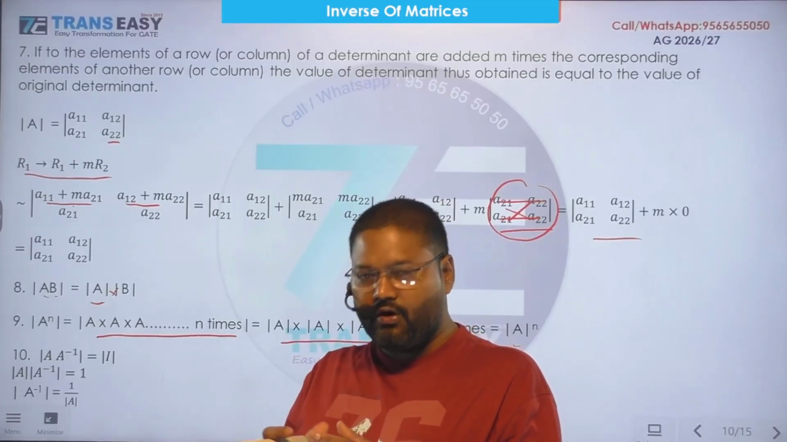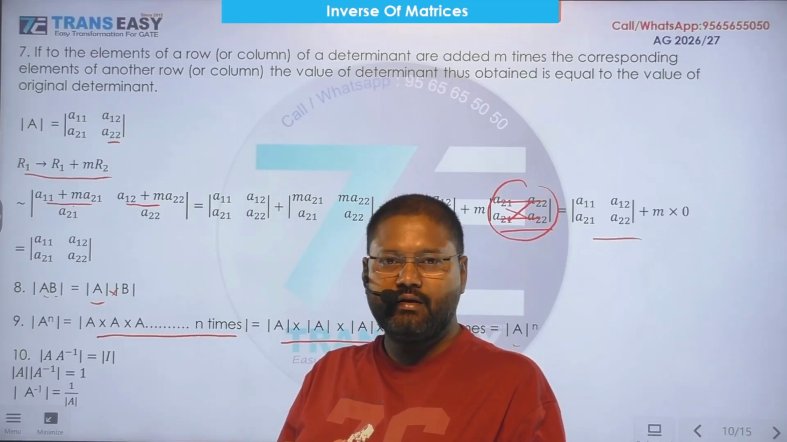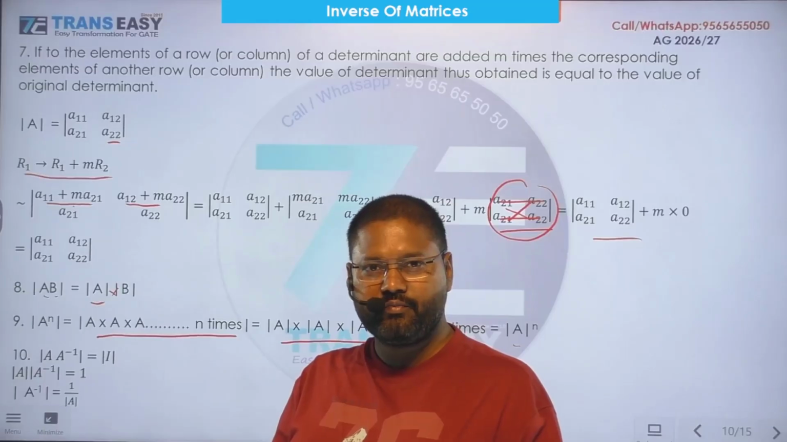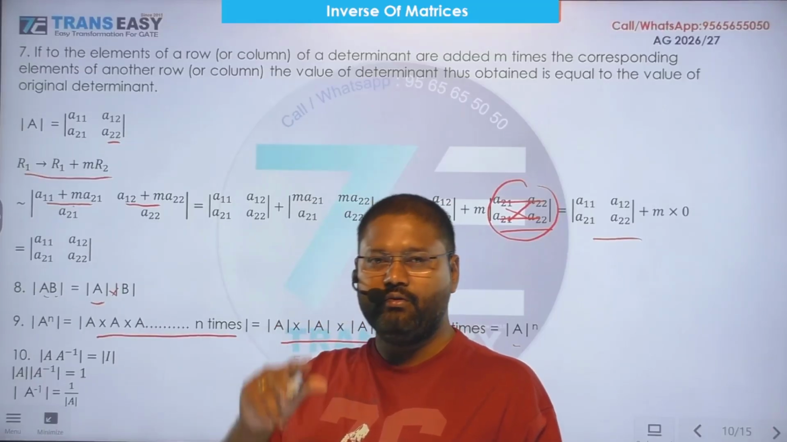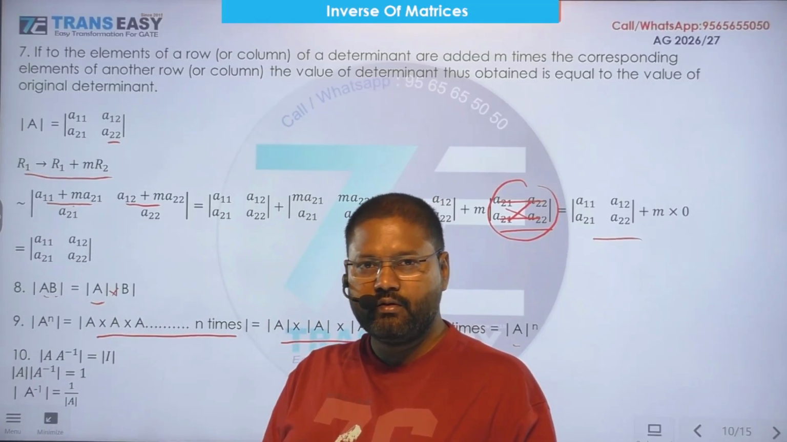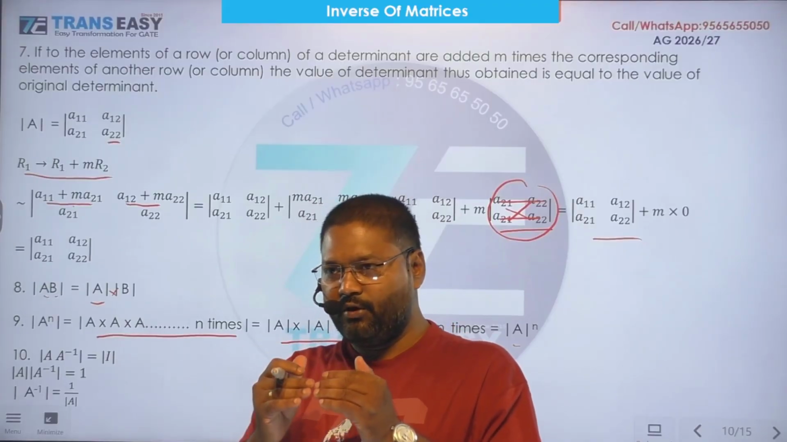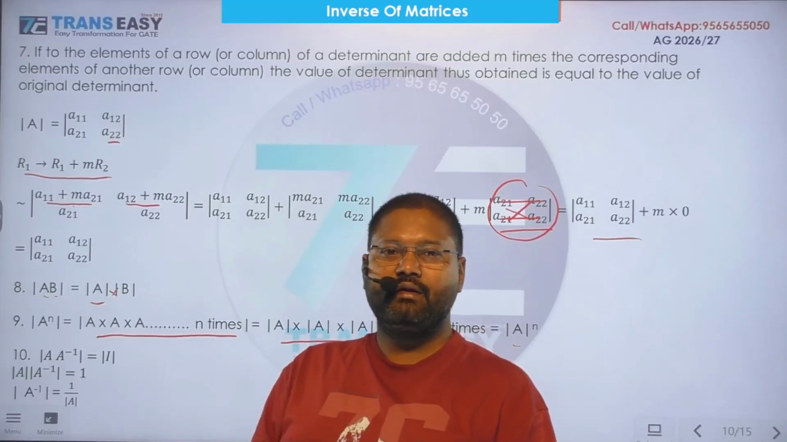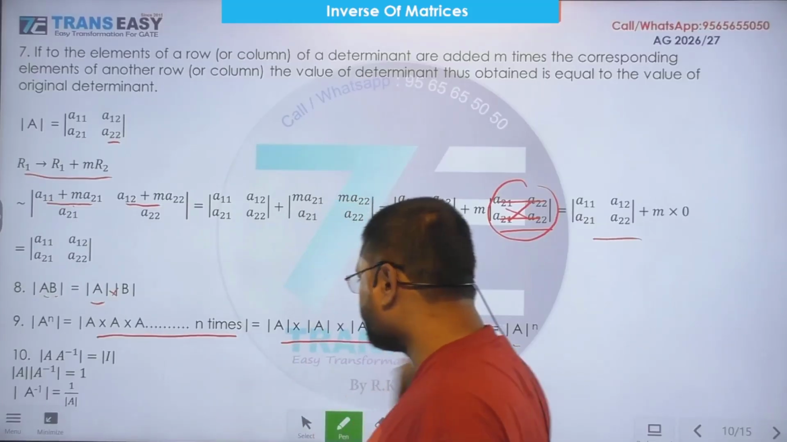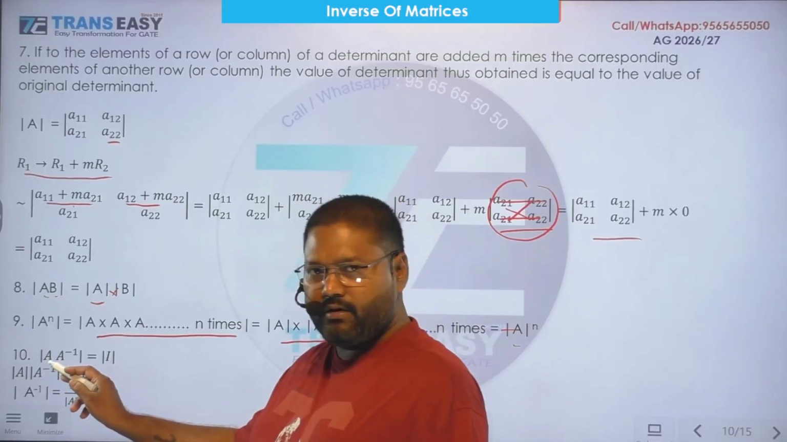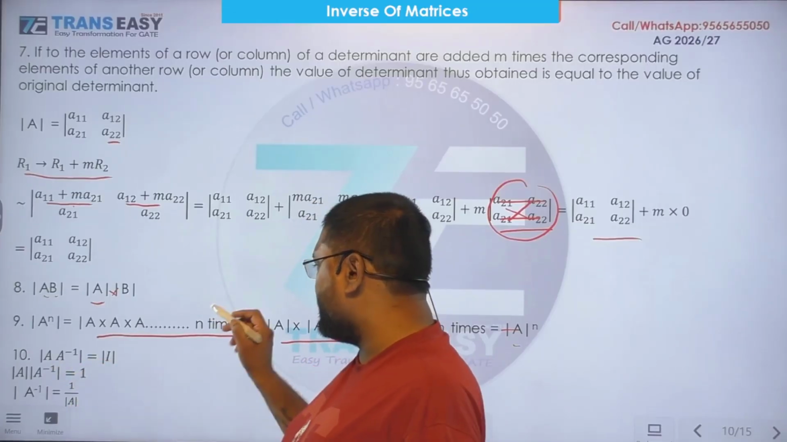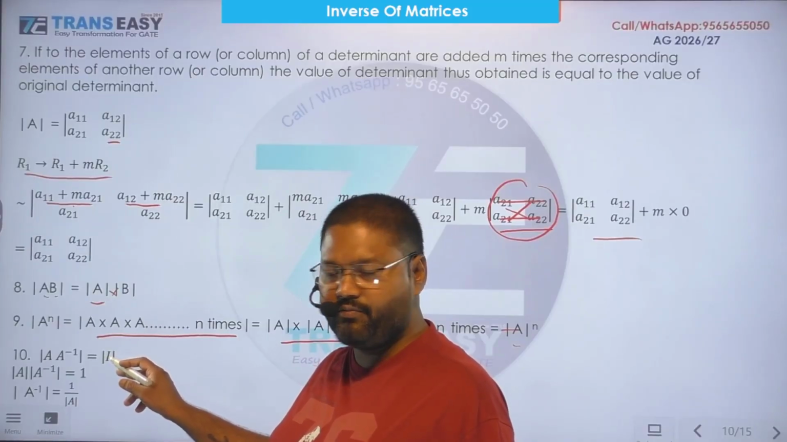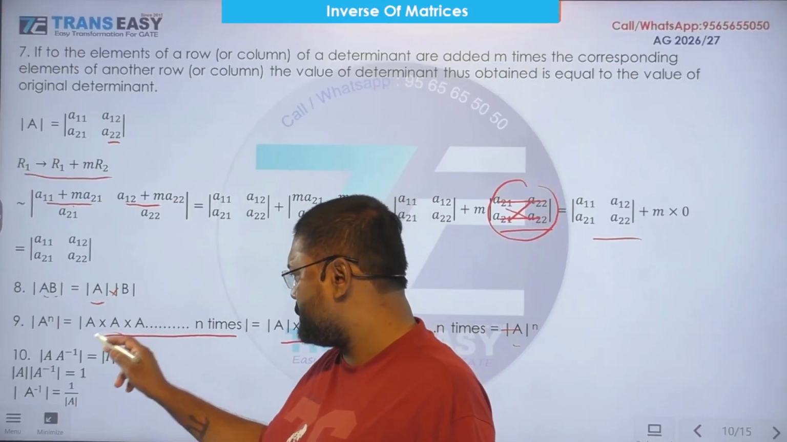So multiply all these n matrices together and find the determinant of the resulting matrix. This will give the same value if we calculate the determinant of matrix A and take its nth power. A into A inverse is always a unit matrix or identity matrix of the same order as A.